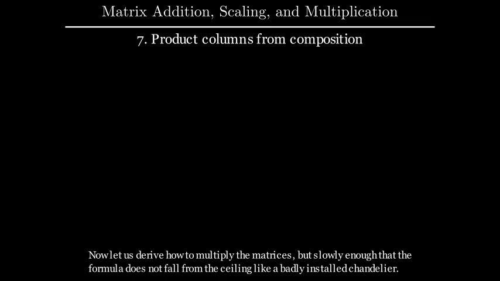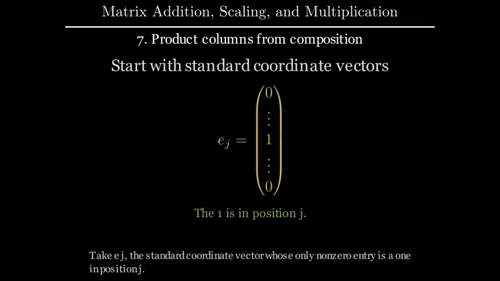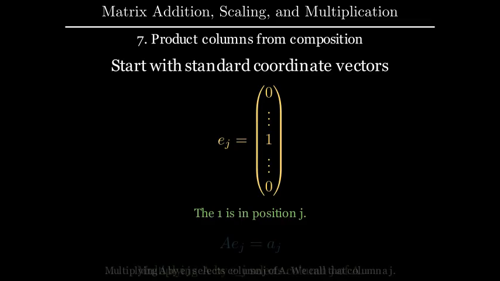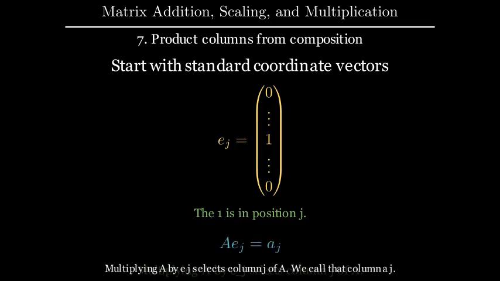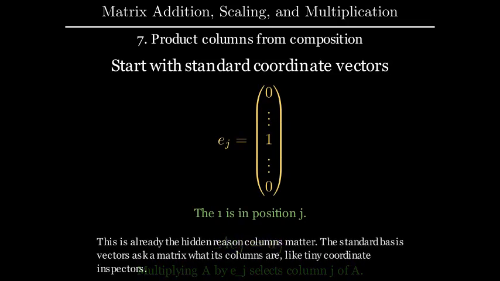Now let us derive how to multiply the matrices. But slowly enough that the formula does not fall from the ceiling like a badly installed chandelier. Take Ej, the standard coordinate vector whose only non-zero entry is a 1 in position j. Multiplying A by Ej selects column j of A. We call that column Aj. This is already the hidden reason columns matter. The standard basis vectors ask a matrix what its columns are, like tiny coordinate inspectors.